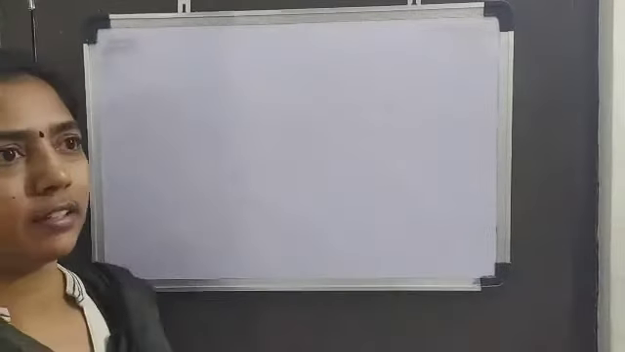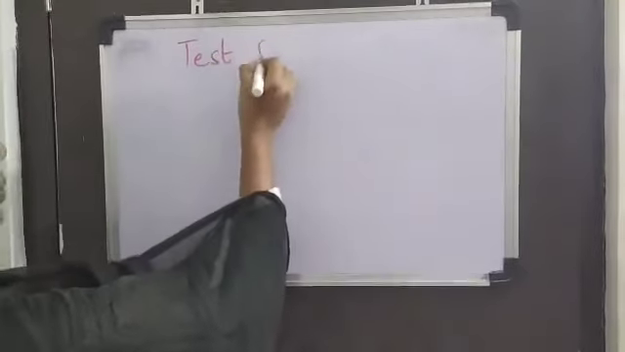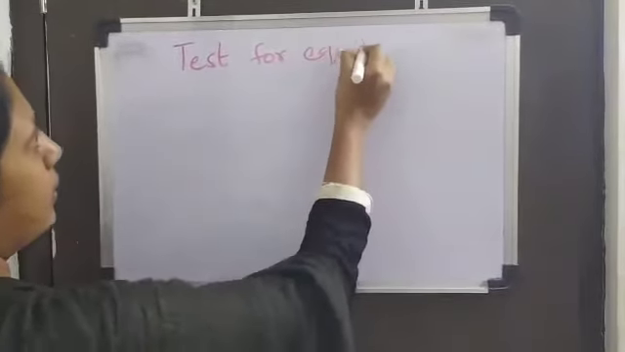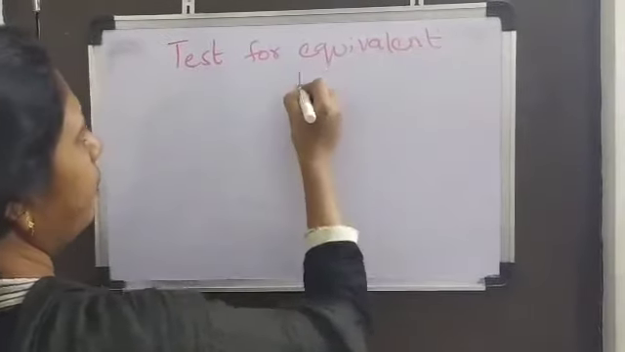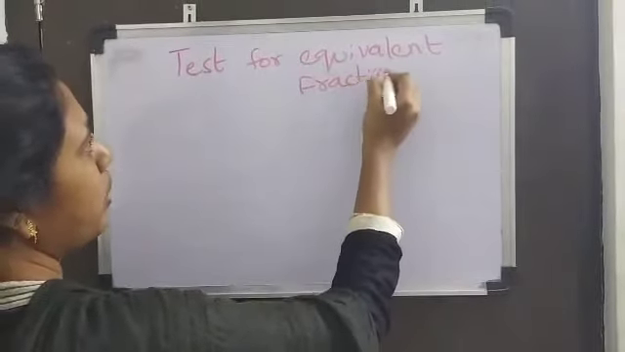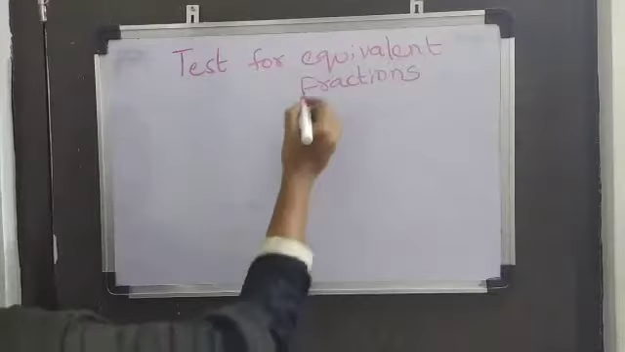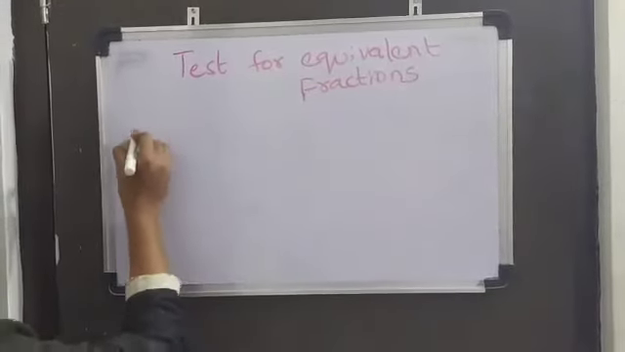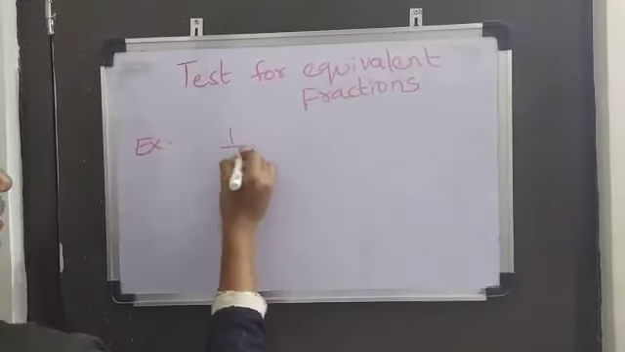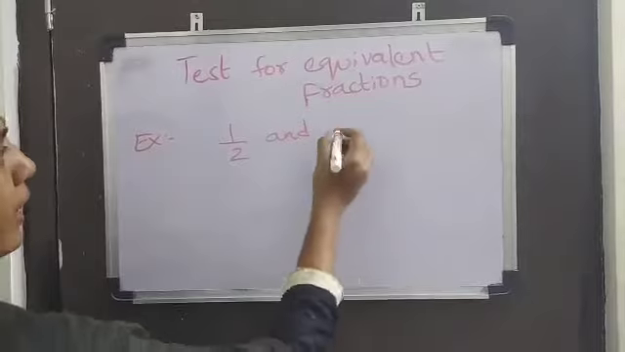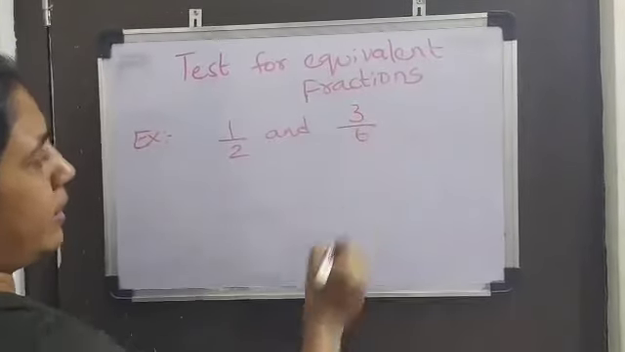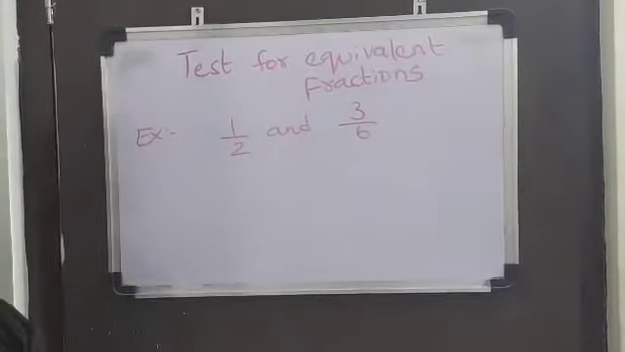Now suppose 2 fractions are given. How will you know that they are equal or not? Okay, so for that there is a method that you will learn now. Listen carefully and pay attention. So this is the test for equivalent fractions, means to check whether the 2 given fractions are equal or not. Okay, now we'll do an example. Suppose I have fraction 1 by 2 and I have 3 by 6. Now I want to check whether these 2 fractions are equal or not.